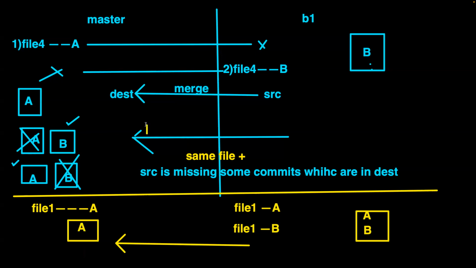So, the reason for the conflict is same file and also if source is missing some commits, which is happening in our case. The first case, the blue one. So, this is what happens at the back end. Majority of people think that, okay, the same file and same content, so you get a conflict. But this is what happens at the back end. One should have clarity on this so that you know you can resolve it and you know when you get a conflict and all.